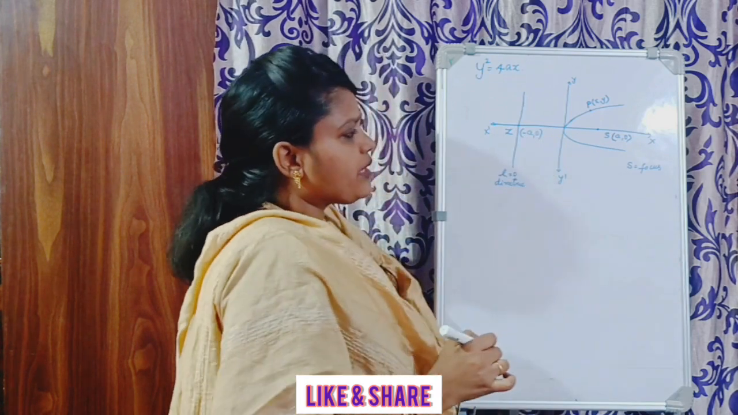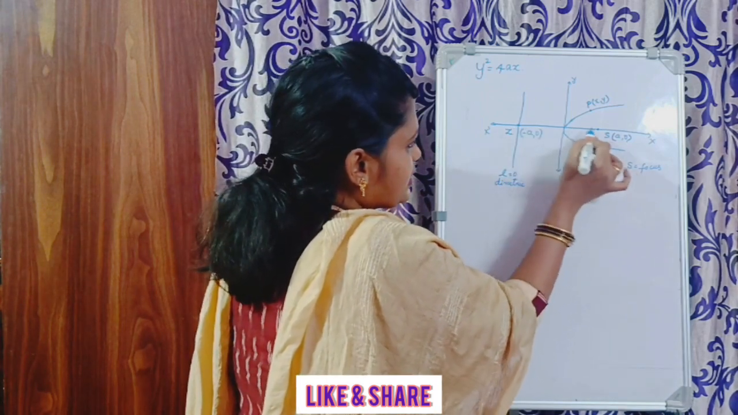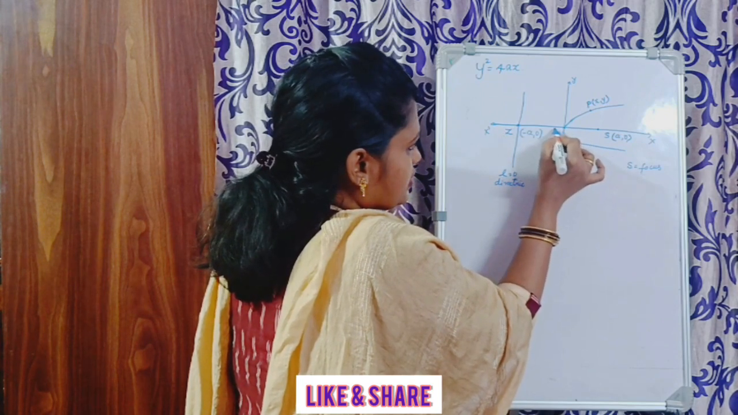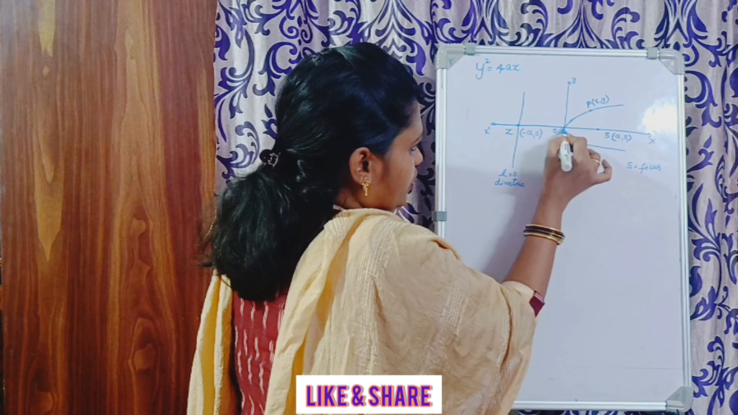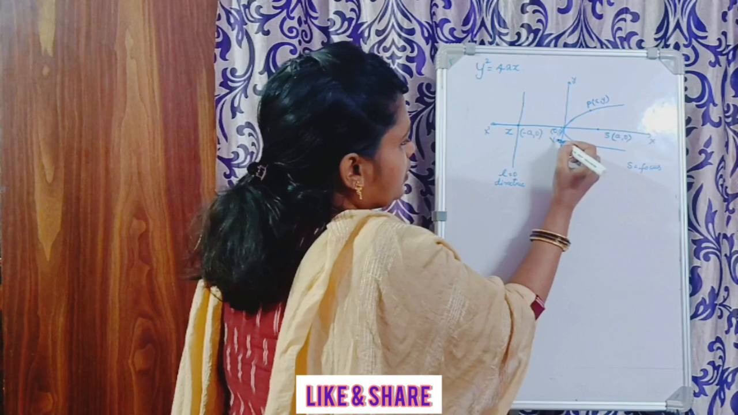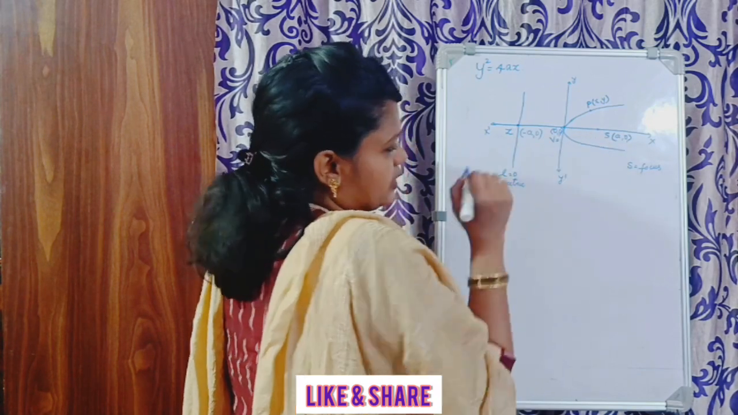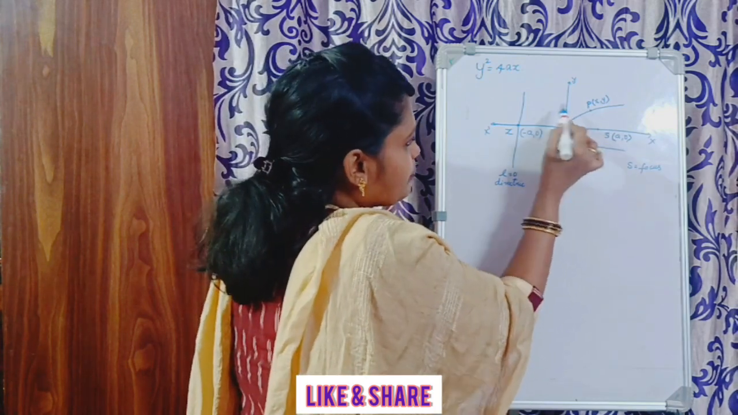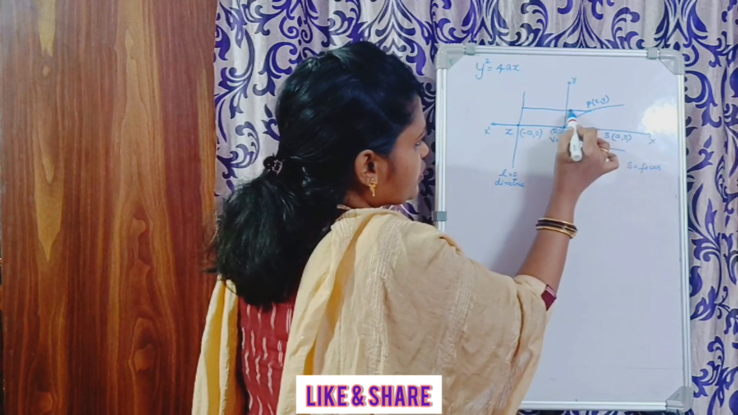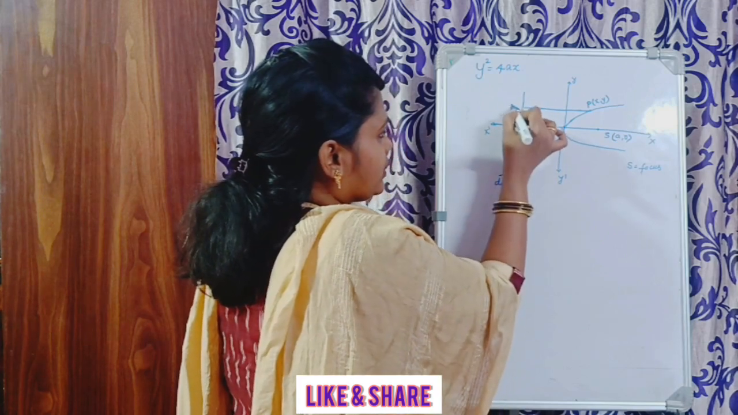So I call this Z. The coordinates will be (-a, 0). And here we have to notice S and Z. This is (0, 0), the origin, which we call the vertex, right? And this is the midpoint of S and Z. Then if we consider the projection of point P on the directrix, I call this M.